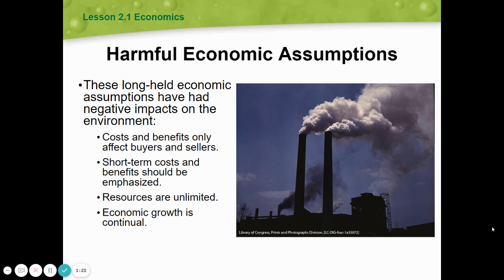Harmful economic assumptions. These long-held economic assumptions have had negative impacts on the environment. Costs and benefits only affect buyers and sellers. Short-term costs and benefits should be emphasized. Resources are unlimited, and economic growth is continual.